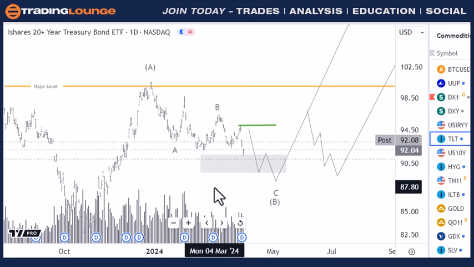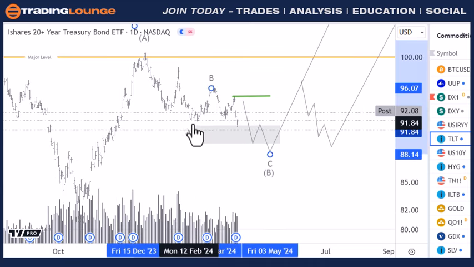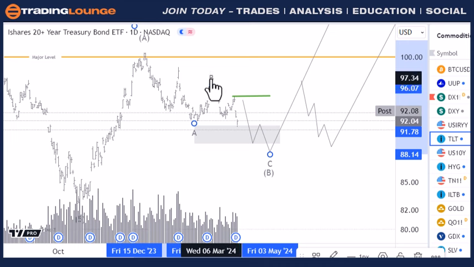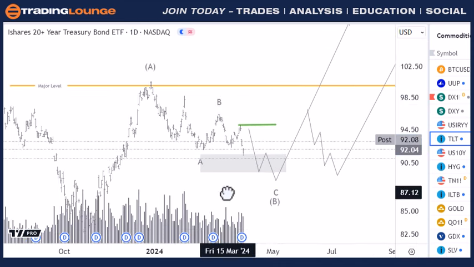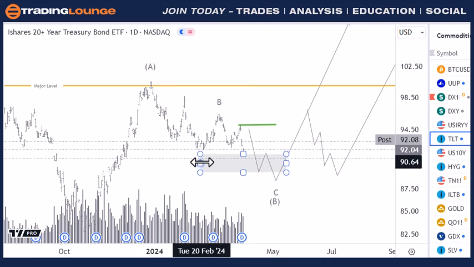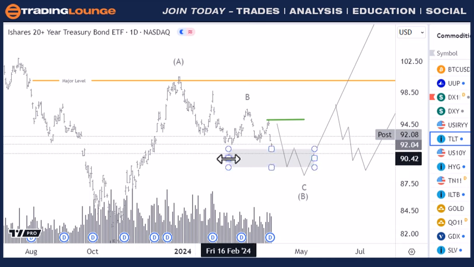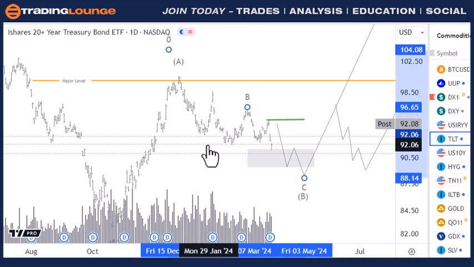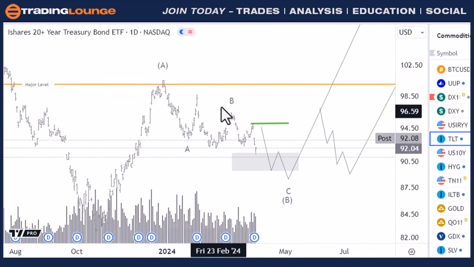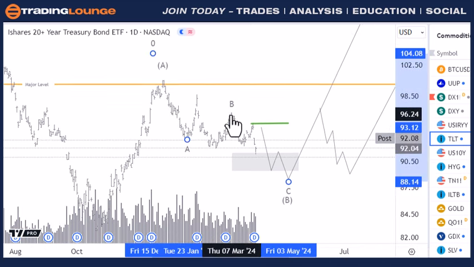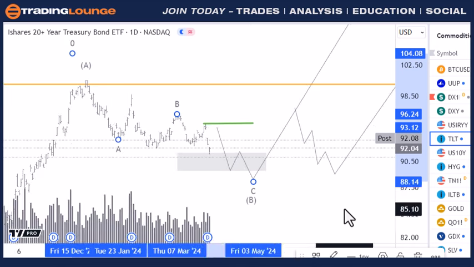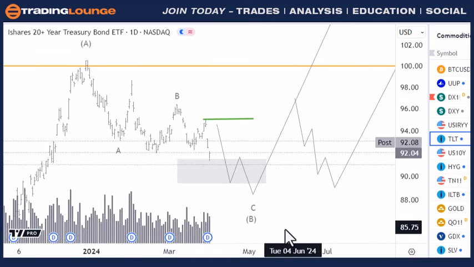So look, this could all be counted differently. We could put this down here and have a WXY here, WXY here as a small one, and then another ABC pattern here. So an ABC pattern here and an ABC pattern here. It could play out in a couple of different ways. I don't think it's that important at the moment. I mean, it would be good to know for sure, but you don't want to BS yourself into something. That's where the problems start.